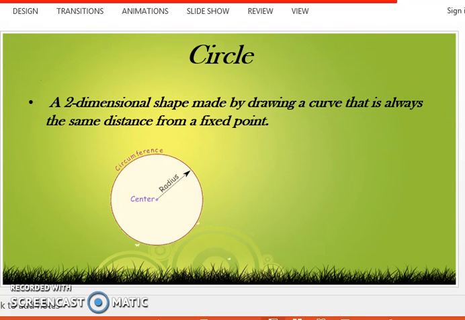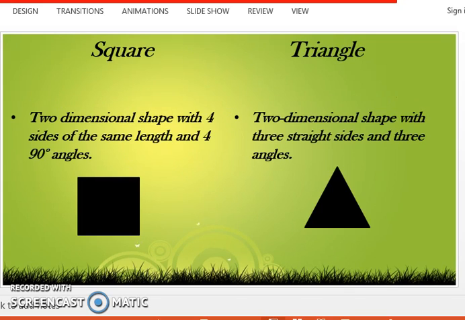Circle. It's a two-dimensional shape which is made up of a curve. It does not have any line segment, but the same distance runs throughout all the boundaries of the circle. For example, a two-dimensional shape made by drawing a curve that is always the same distance from a fixed point. The center will have the same fixed radius from everywhere, from all the circumference.